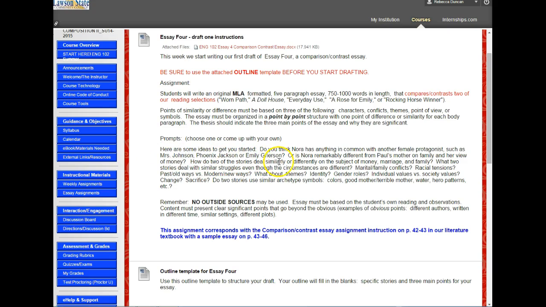How do two of the stories deal similarly or differently on the subject of money, marriage, and family? That would be a theme approach. What two stories deal with similar struggles? That's a conflict approach, even though the circumstances are different. What do we mean? Well, were there two that dealt with marital conflicts or family conflicts? Yeah, but maybe they just dealt with them differently. Did we have more than one story that dealt with racial tensions? Yes, we did. And identity. Past and old ways versus modern and new ways. There's a way that you could pull to that you wouldn't think about.